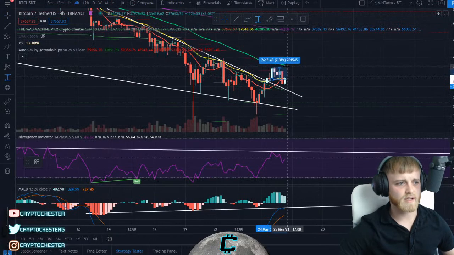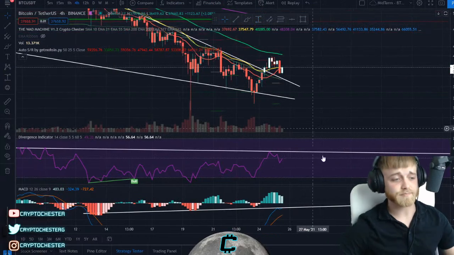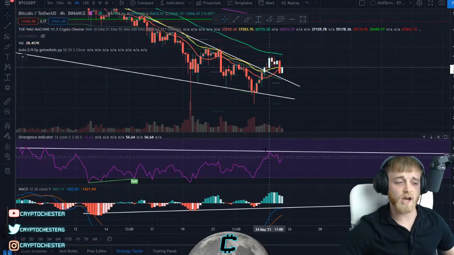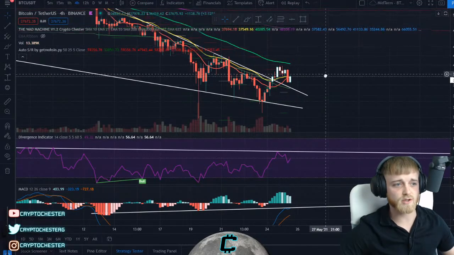I think I made around 8% on that trade, just under 8%, around 7% there. Because I noticed on the RSI that we were going to find resistance there, and that's obviously what we're seeing now.